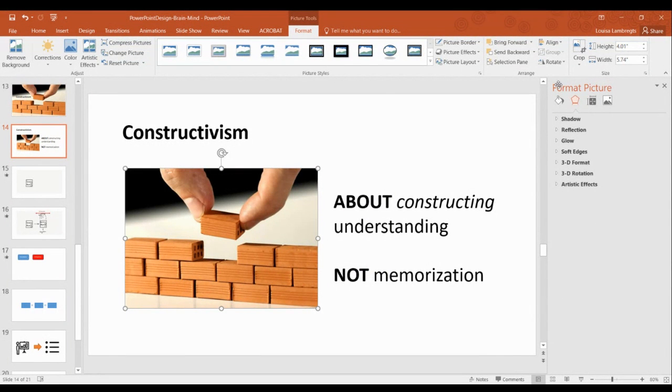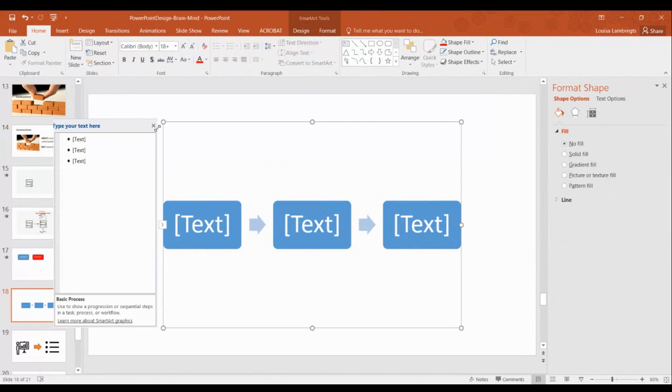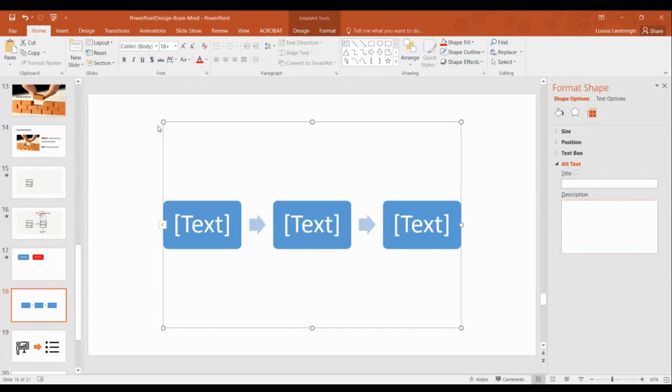Under format picture, it's not a clear path to alt text, but I have to go to format picture and then the third icon. And then the last item is alt text. Then you can put in your description of what is happening in that scene. The same goes with the use of SmartArt. I'd have to click on the SmartArt, and then the same thing under format shape, I would have to click on this little icon, the last one, and then select alt text and put in my description. So unfortunately, there's really no way around that in terms of screen reading.